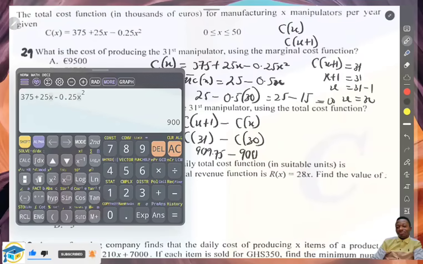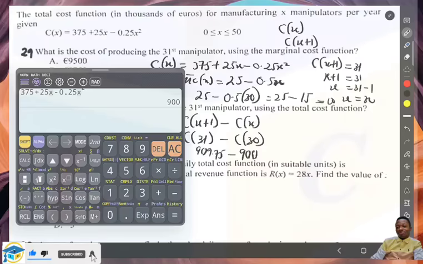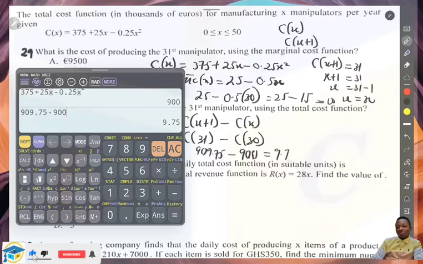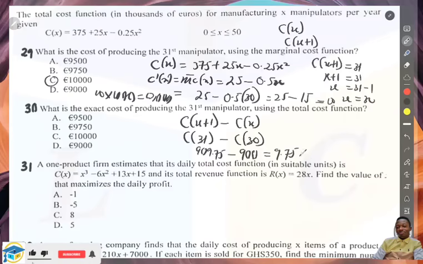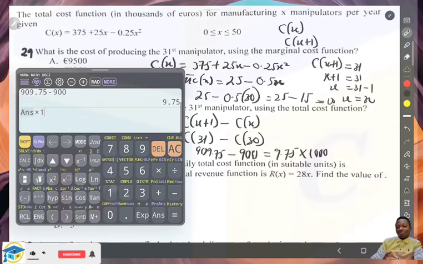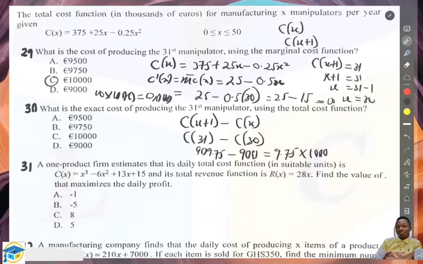So meaning that the difference between the two should fetch me the cost of producing the 31st manipulator. There's that cost. So 909.75 minus 900, what are we getting? We are getting 9.75. But remember, we were told that these are produced in thousands of euros. So we then multiply by 1,000, and we are getting 9,750. And that should be option B. So let's take note of that.